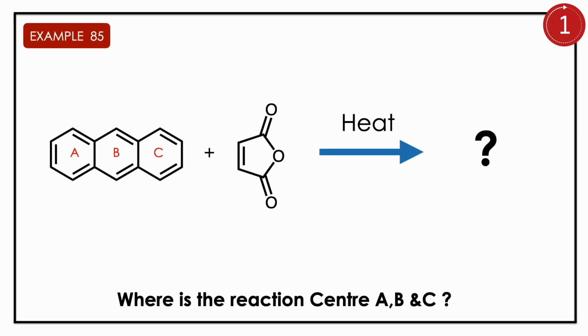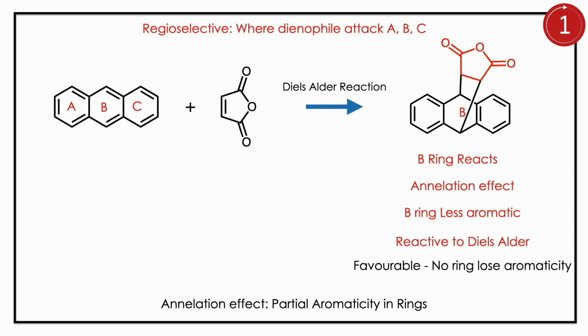Then the next example, you have anthracene and maleic anhydride. You are heating it up. You should find what will be the final product. Here we have already seen that the B ring in anthracene is weak because of the annihilation effect. So the anhydride is the dienophile. Anthracene can act as a diene, only the B ring. It attacks, and you have the 4 plus 2 cycloaddition Diels-Alder product. The concept you have to learn here is regioselectivity promoted by the annihilation effect, which promotes only B ring activation in the anthracene.